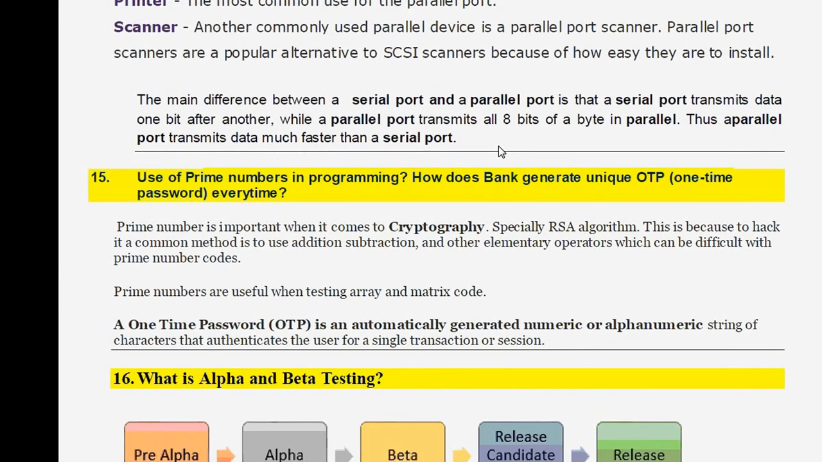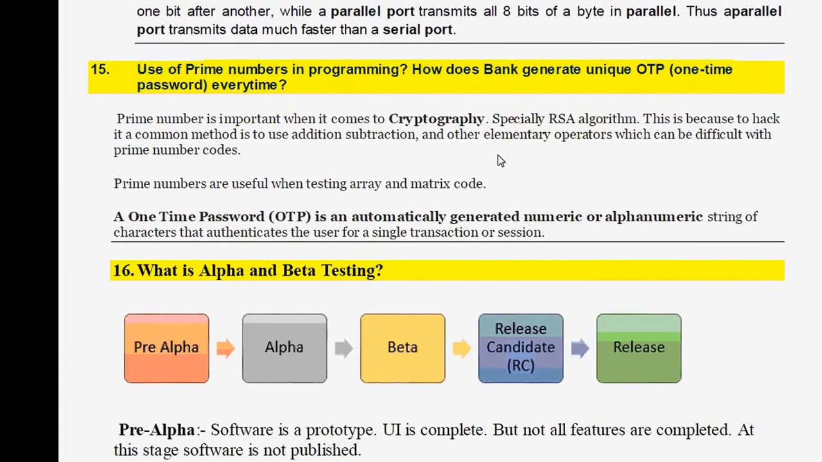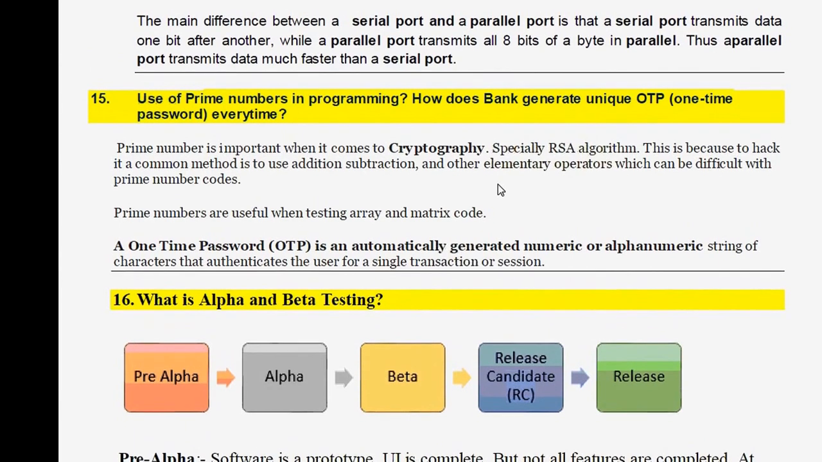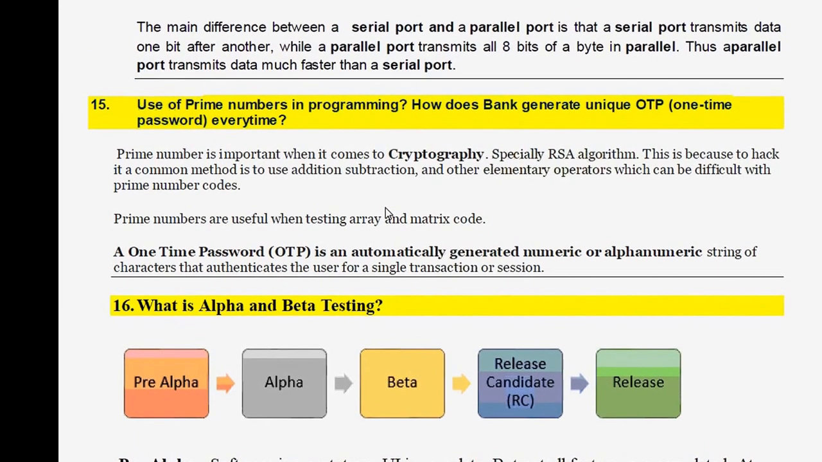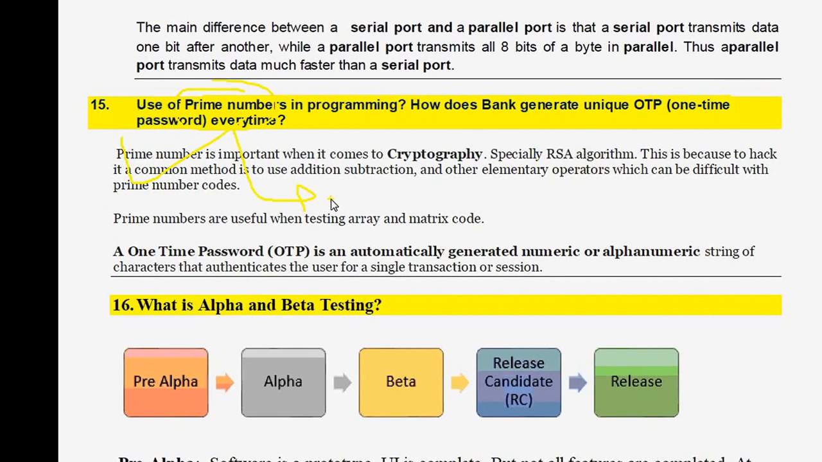And now the next question: what is a prime number, and the use of prime numbers in programming languages. As you all know, prime numbers are numbers which have no factor other than the number itself and 1. So a prime number has only two factors: the number itself and 1.